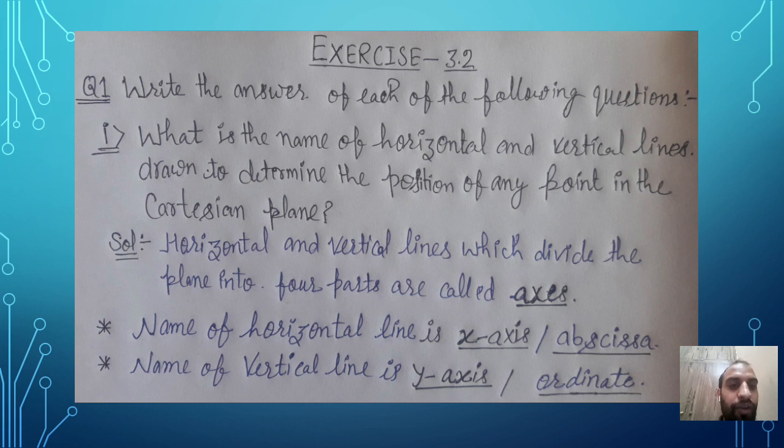Next is your vertical axis, that is, the name of the vertical line is y-axis, or we can say its name is ordinate. Two names are there, ordinate or y-axis. So try to understand all these names with the help of diagrams. So let's see.